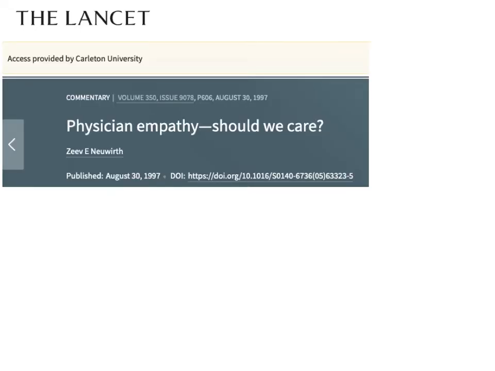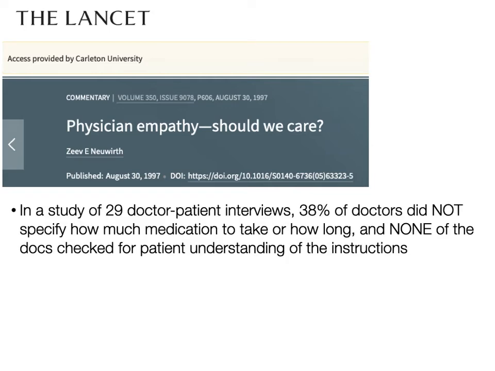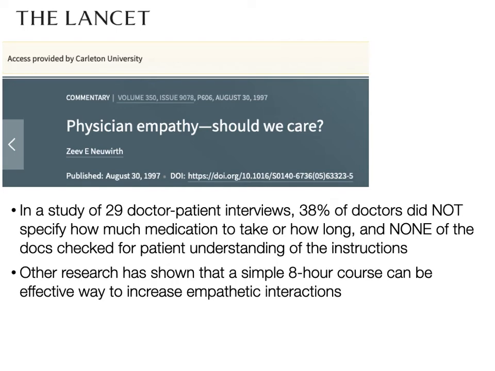Okay, and then another related topic is empathy and caringness on the part of doctors. In a study of doctor-patient communications, a large proportion of doctors did not specify how much medicine the patient needed to take or how long. And none of the doctors in this particular study checked to see whether the patient actually understood their instructions.